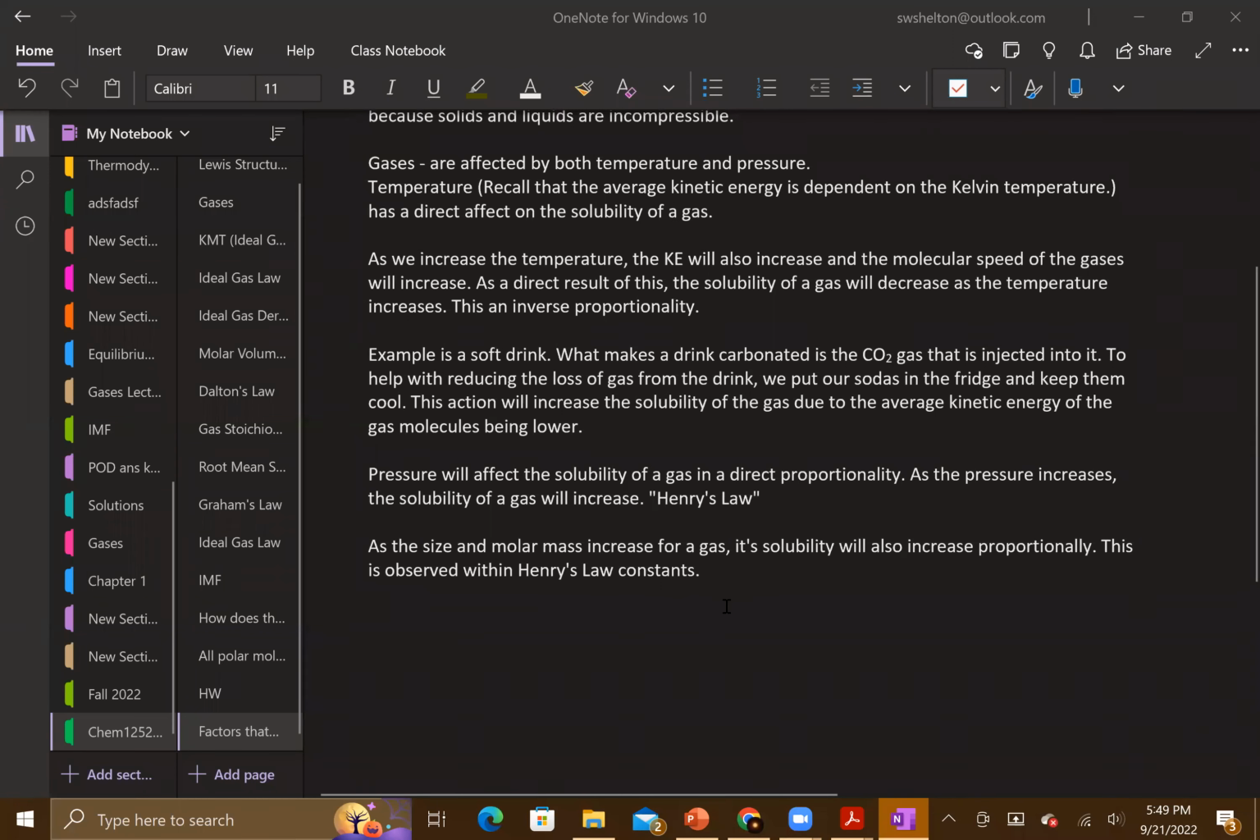All right, so we looked at how pressure and temperature are affecting gases. So what I want to do next is look at how temperature affects the solubility of a solid. That's the last thing we're going to look at here.